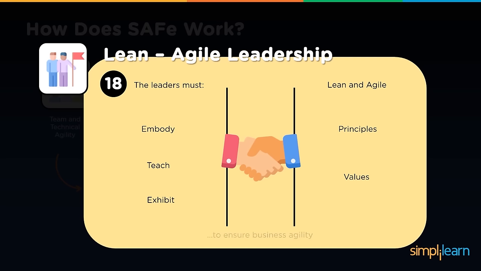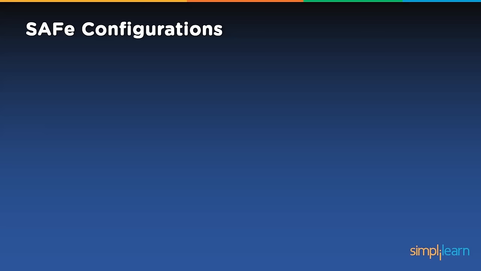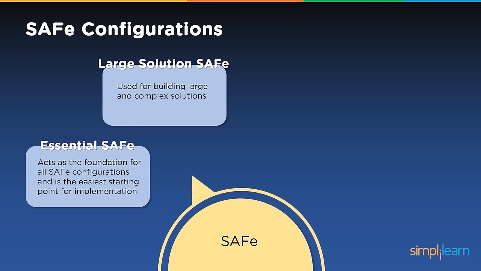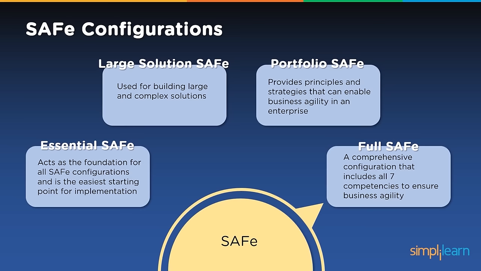So by doing this, it is quite obvious, organization can become better agile. Organization is complemented to achieve the objectives and goals what they wanted to accomplish. And there are SAFe configurations which one needs to ensure, which involves Essential SAFe, Large Solution SAFe, Portfolio SAFe, and Full SAFe. So when I say Essential SAFe, it acts as the foundation for all SAFe configurations and is the easiest starting point for implementation.